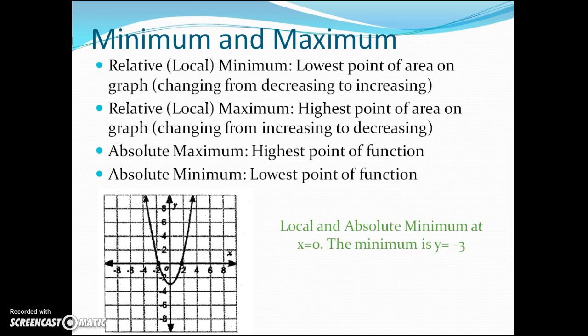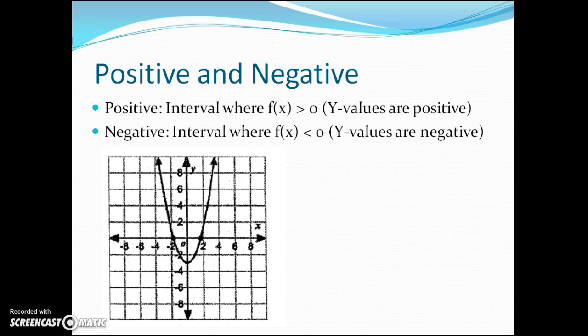Okay, just get these definitions down. Know that relative and local are just in a certain area, so just where it's changing from increasing to decreasing or decreasing to increasing. An absolute maximum and minimum is the very, very, very highest point of the function and the very minimum point of the function. So in this case, this graph does not go anywhere below negative 3. However, the maximum value, it keeps going up and up to infinity. So we actually do not have a maximum value because infinity is not a finite number.